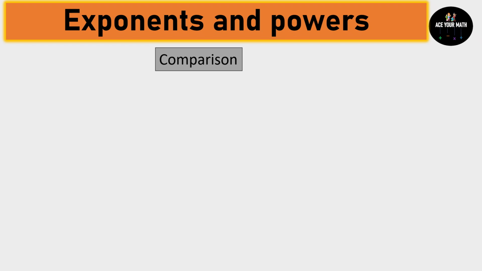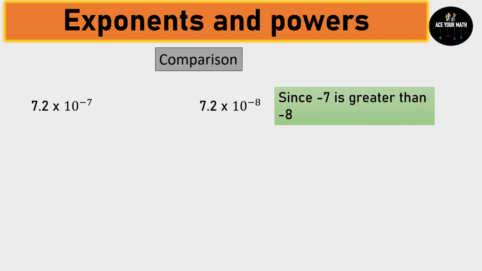Now we'll see how to do comparison when two numbers are given. First of all, always check whether the given number is in standard form or not. Here, both the numbers are in standard form. So once the numbers are in standard form, you will always compare them through the power. The power is -7 for one number and -8 for the other. We know that -7 is greater than -8. So 7.2 times 10 raised to the power -7 is greater here.